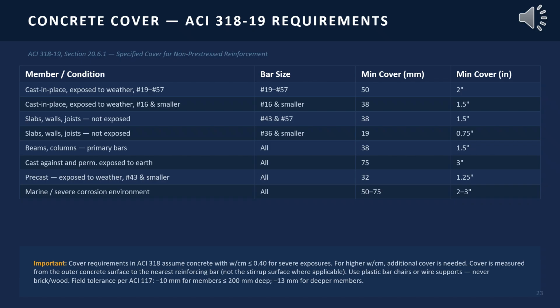For marine or severe corrosion environment, 50 to 75 millimeter is recommended, with the higher value appropriate for directly submerged elements. Now, achieving a specified cover on site requires active management. So you need plastic bar chairs, not bricks, wood chips, or rebar fragments, which are common on local sites and cause serious problems. You need to verify cover with an electromagnetic cover meter before, during, and after concrete placement.